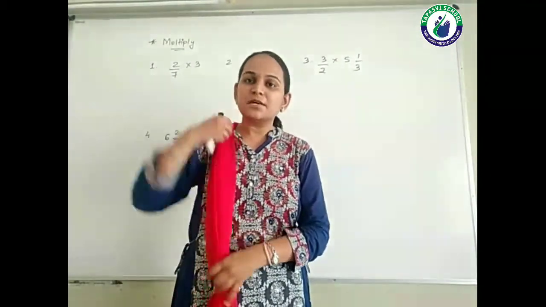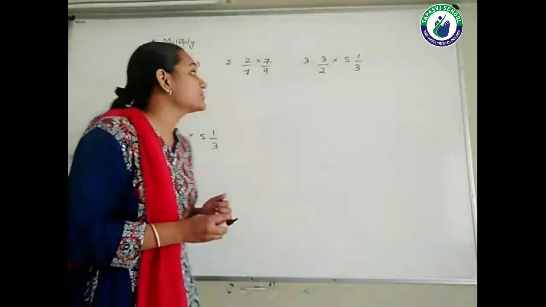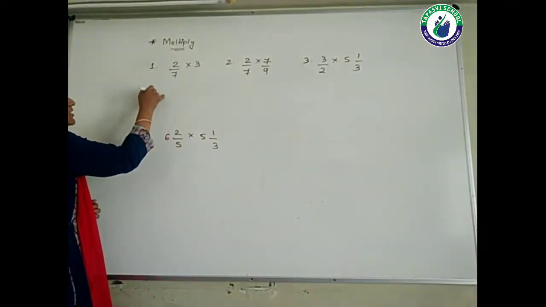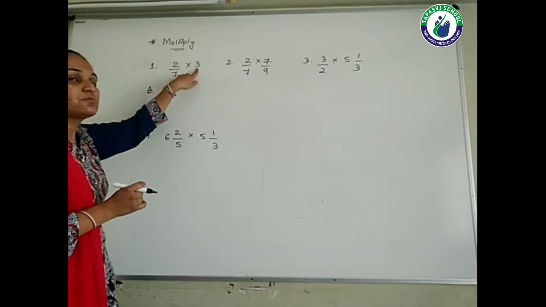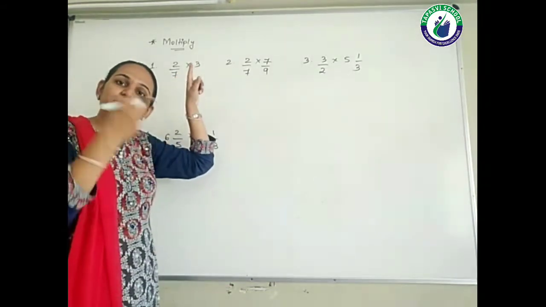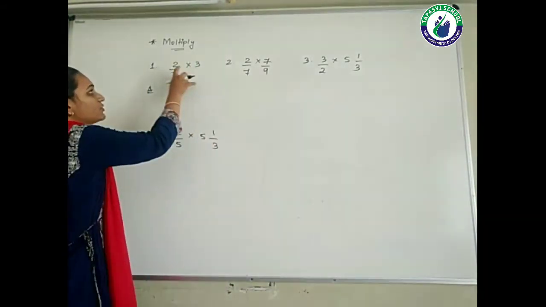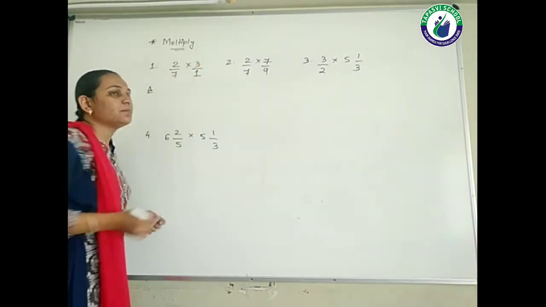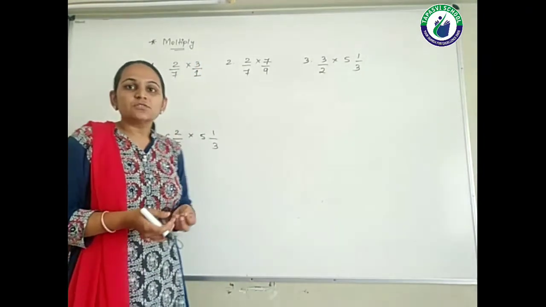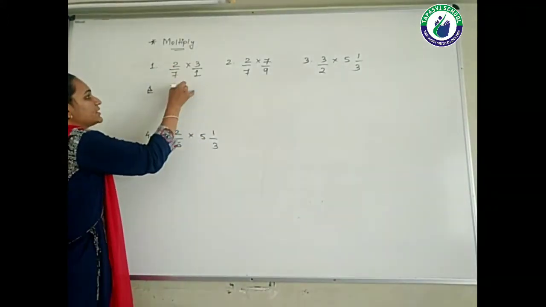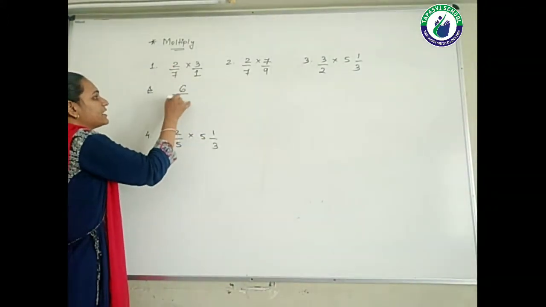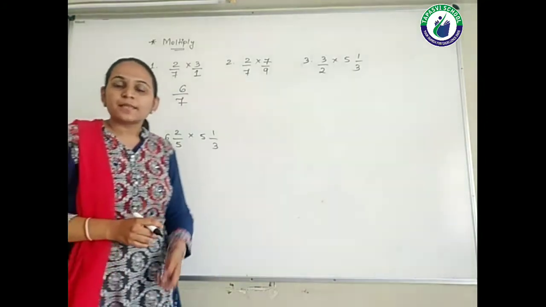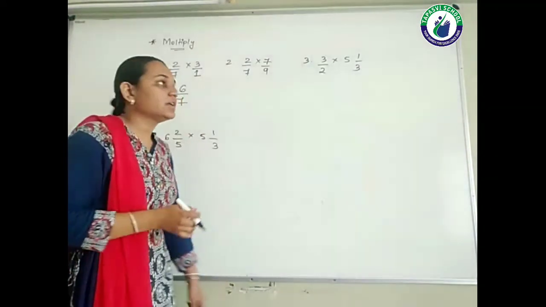So let's see some sums based on multiplication of fractions, students. So this is a fraction which we need to multiply with the whole number. So 2 and 3, this 3 we consider as a numerator, and the denominator we will consider as 1. So we will multiply 2 with 3, so that is 6, and 7 ones are 7. Right, students? Now taking the second one.